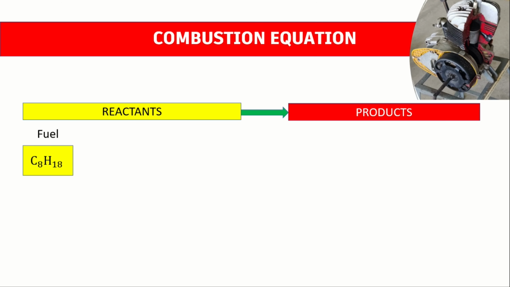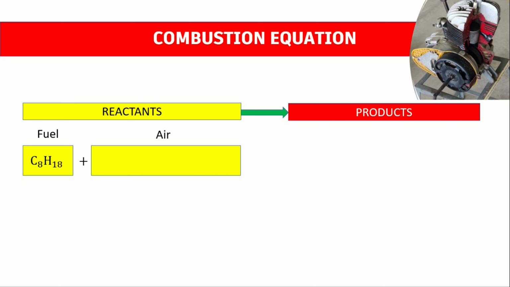Here the reactant is the fuel, C8H18. Combustion means conversion of C into CO2 and H into H2O. When C converts to CO2, heat is liberated. When H is converted to H2O, heat is liberated. Therefore, the conversion of C to CO2 and H to H2O is combustion. For this conversion to happen, the fuel requires air. So both fuel and air are the reactants. Now the question is, what is the amount of air required for the combustion reaction?